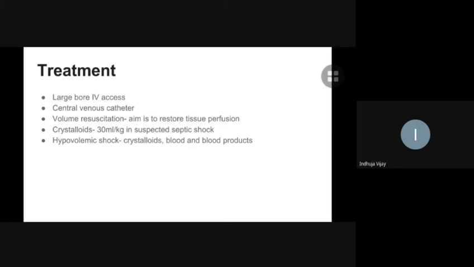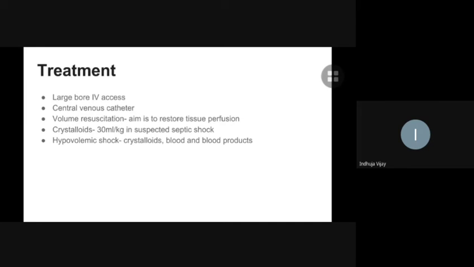Then we are going to give volume resuscitation to restore tissue perfusion. Initially, we'll give crystalloids for any type of shock. Even in cardiogenic shock, we can give guarded volume, based on the echo. Crystalloids 30 ml per kg in suspected septic shock. For hypovolemic shock, we give crystalloids, blood, and blood products. So initially, we have to find an IV access and start hydrating the patient.